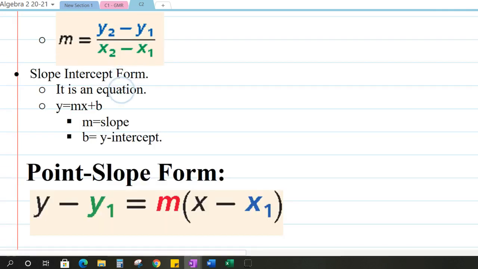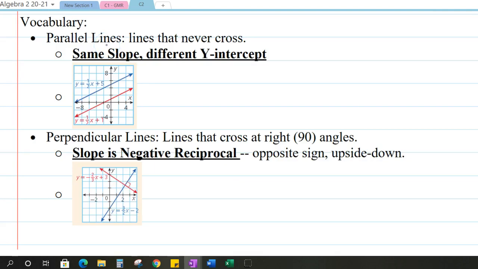Slope-intercept form is an equation, y equals mx plus b, where m is our slope, b is our y-intercept. Point-slope form, y minus y1 equals m times x minus x1, where y1 is a number, x1 is a number, and m is your slope. Moving on to new vocabulary.